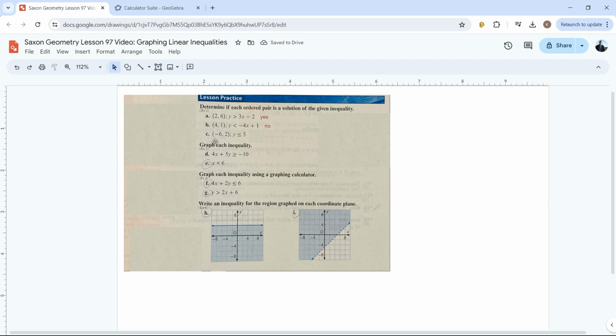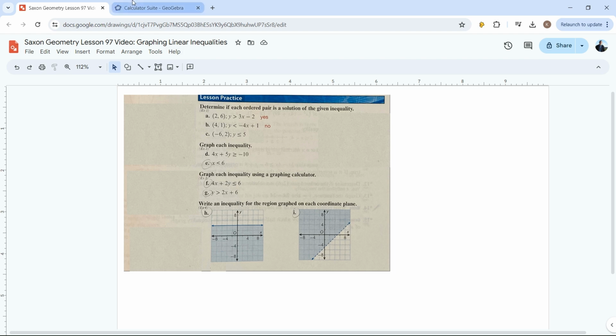Let's take a look at 3, letter C. (Negative 6, 2) for y is less than or equal to 5. There's not even an input for x on this one. So it doesn't matter what x is. All that matters is what y is. And is 2 less than or equal to 5? The answer is yes. 2 is less than 5.